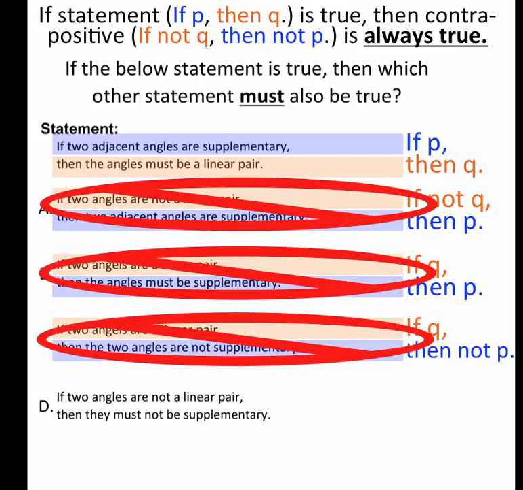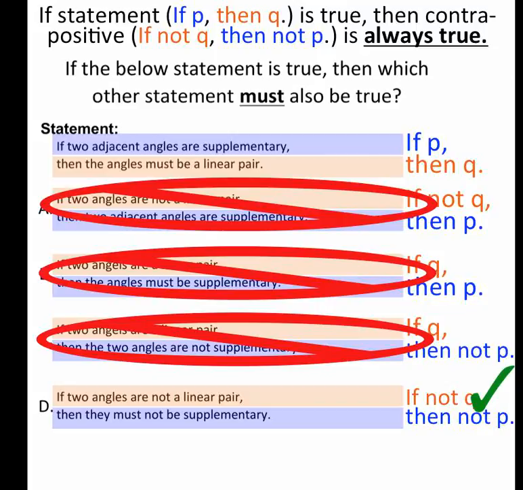But let's look at D. If two angles are not a linear pair, there's my Q with a not in it, then they must not be supplementary. There's my P with a not in it. If not Q, then not P. That is my contrapositive. Therefore, that's my answer, D.